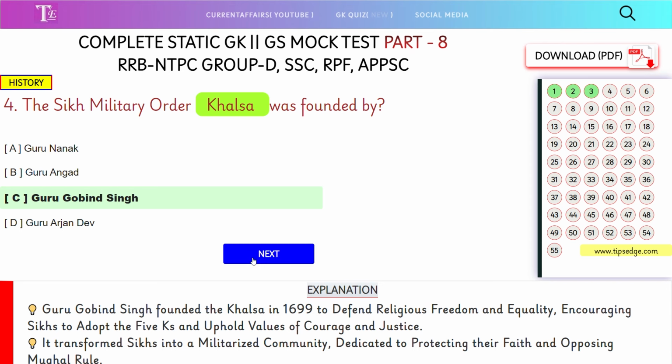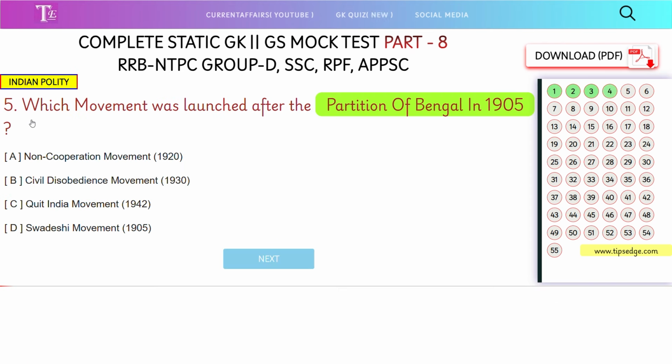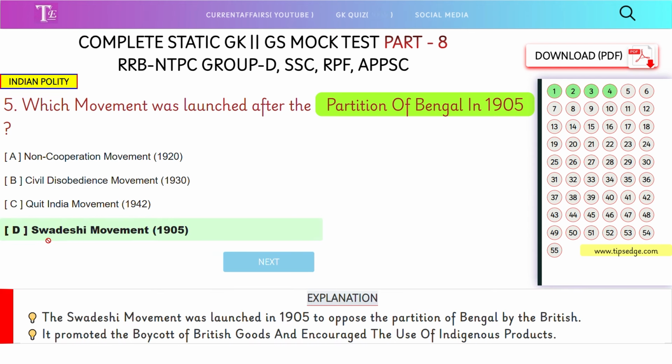Now moving to the fifth question. Which movement was launched after the partition of Bengal in 1905? Answer: Swadeshi movement in 1905. The Swadeshi movement was launched in 1905 to oppose the partition of Bengal by the British. It promoted the boycott of British goods and encouraged the use of indigenous products.